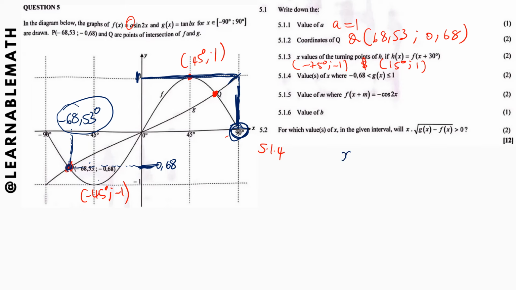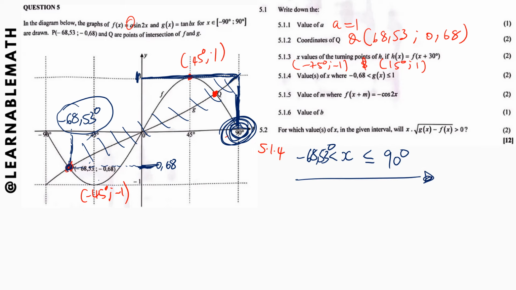So the values of x, it's when x is greater than minus 68.53, right? We're saying when x is bigger than this, we are going like this up until when x is less or equals to 90 degrees, because there's a less or equals to 1, so less or equals to 90 degrees. Okay, let's quickly go to 5.1.5 now.